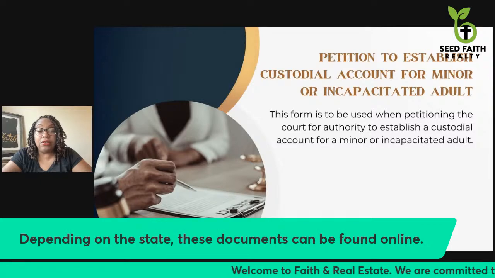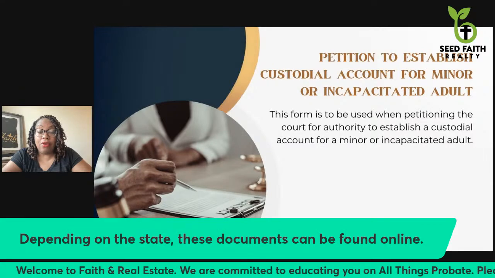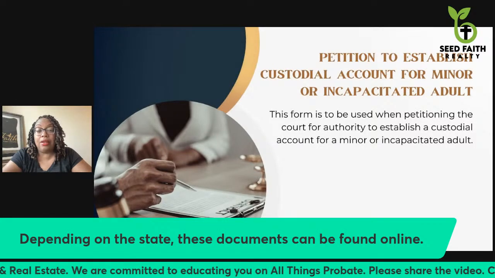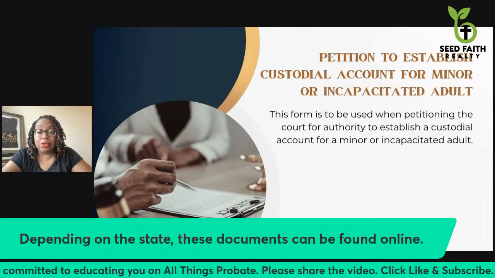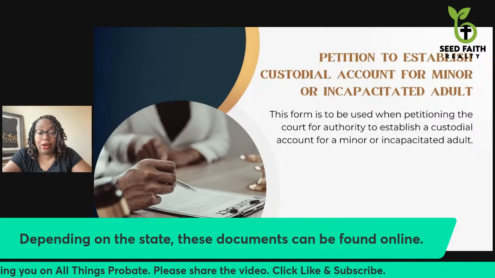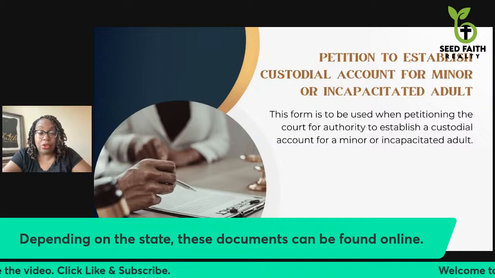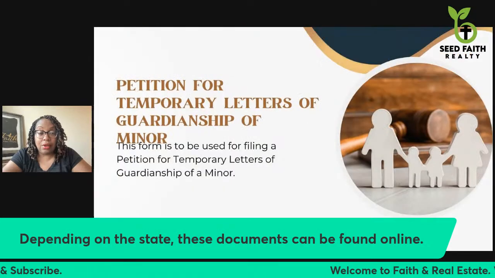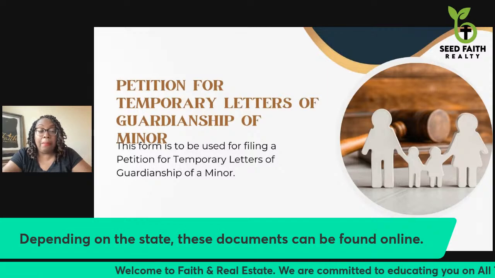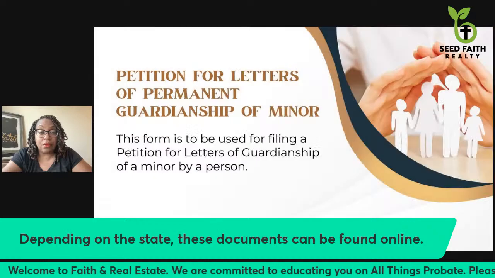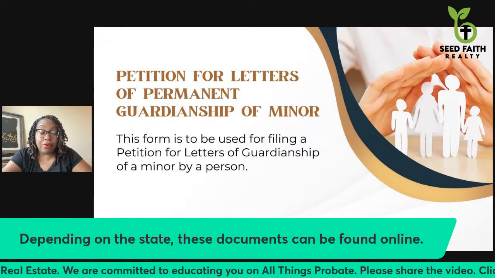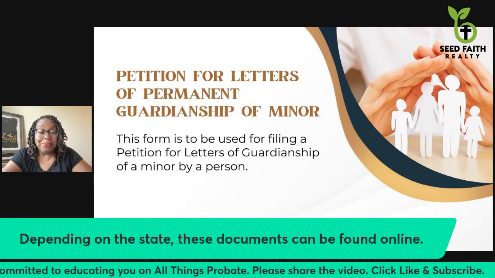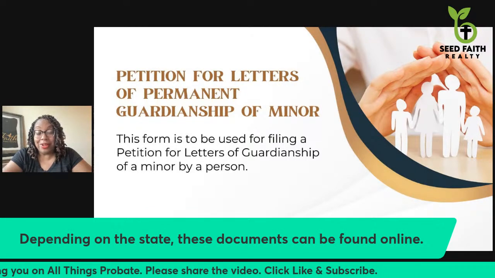Okay, now there are petitions for minors. This is a petition to establish custodial account for minor or an incapacitated adult. And most of the petitions, the title is exactly what it says. So that is the petition that you would use for that. And then there's a petition for temporary letters of guardianship of a minor. And obviously, if there's one for temporary, then there's one for permanent: petition for letters of permanent guardianship of a minor.